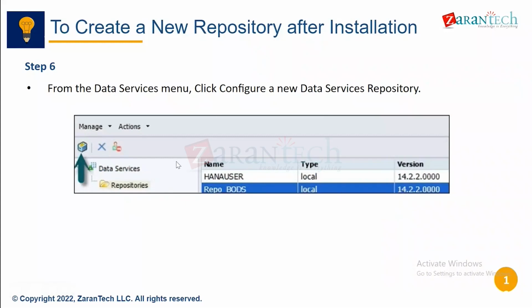Then whatever repository you have created, you need to configure it. You need to click on this Configure button. If you click on that, you need to provide the details of whatever repository you created previously. Once you provide those details, that repository will be visible here. For example, we have created repo BODS. In our case, for repo BODS, you will get information such as what type of repository it is, the version, what time it was created, and whether it is active or inactive, all in the CMC.